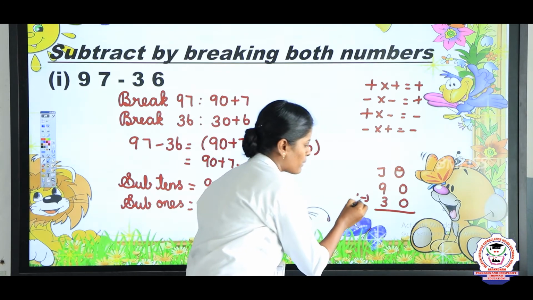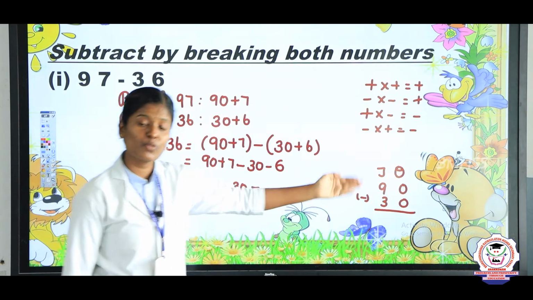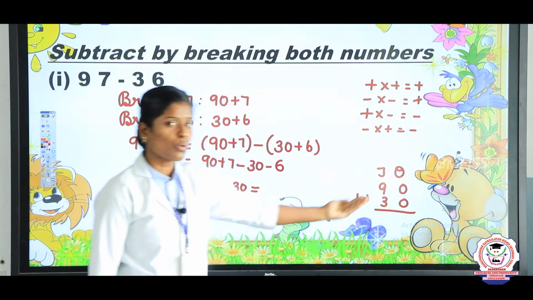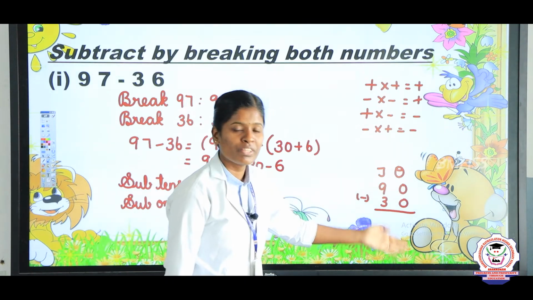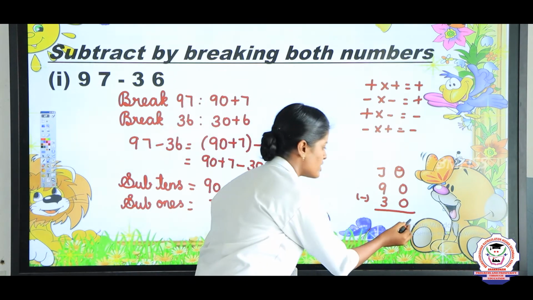Now we are going to subtract this. While subtracting, first we will take the ones place value. So what is the answer? 0 minus 0, the answer is 0.